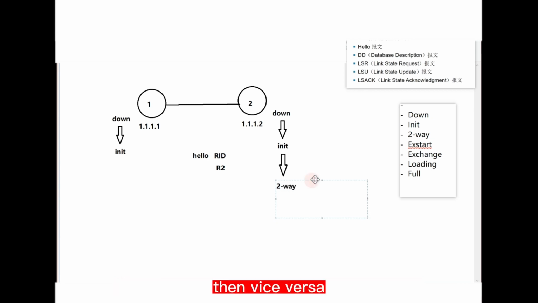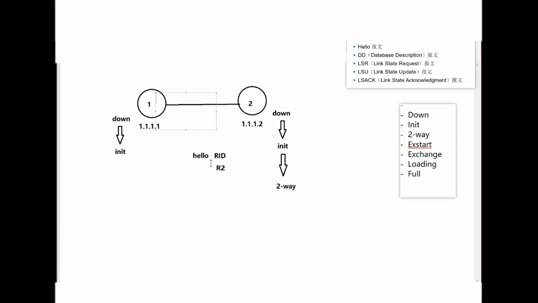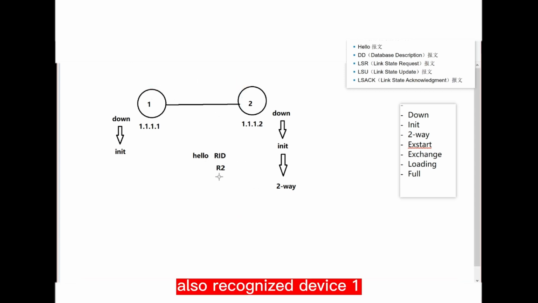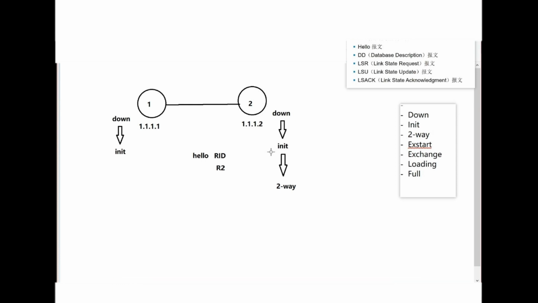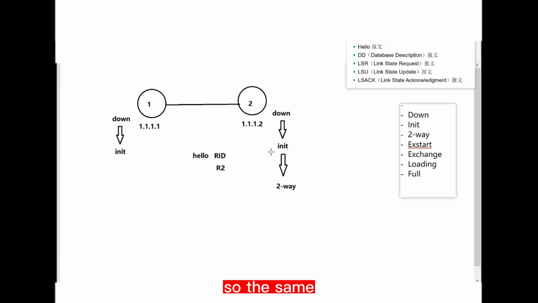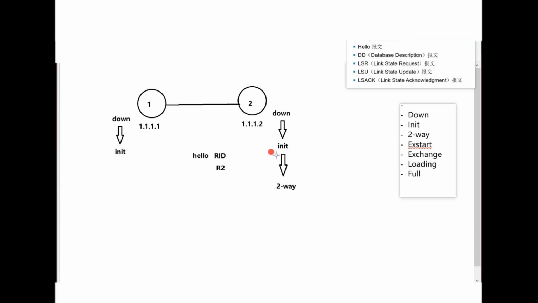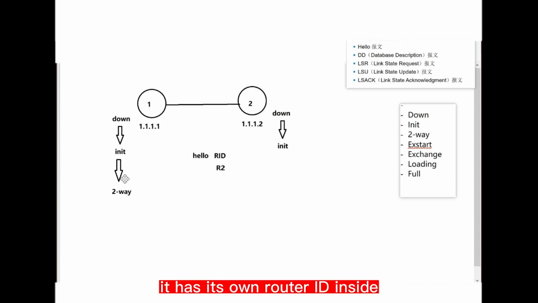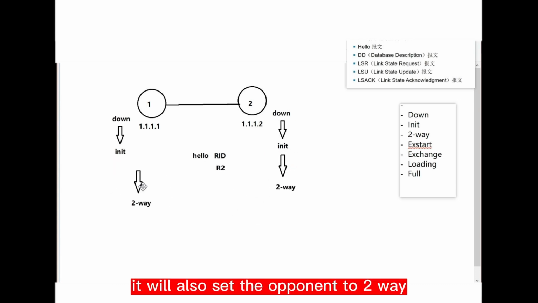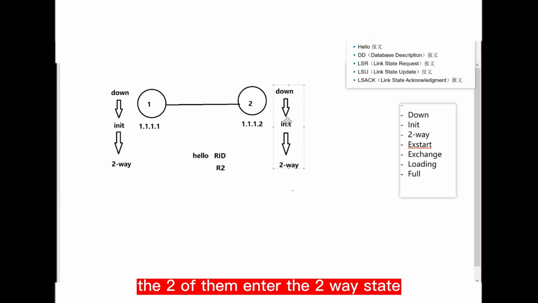Then vice versa. Device 2 receives the hello packet sent by device 1 and also recognizes device 1. The hello packet sent back will also carry the name of device 1 again. So the same thing: device 1 receives the hello packet from device 2 and finds its own router ID inside, so it will also set the opponent to two-way. At this point, the two of them enter the two-way state.